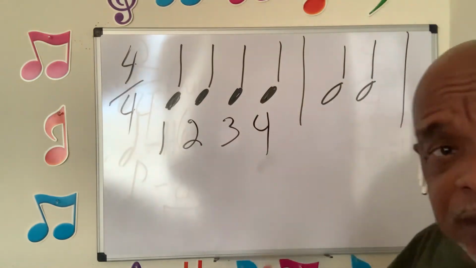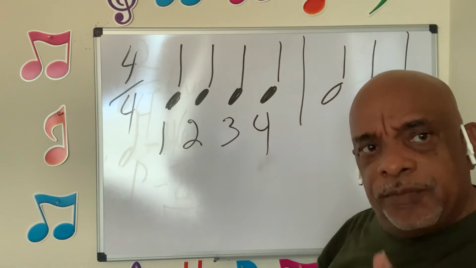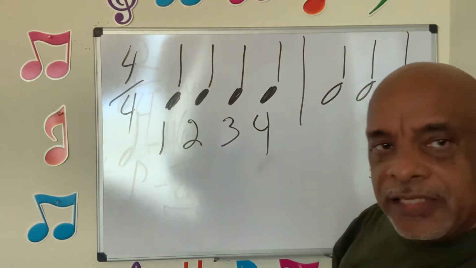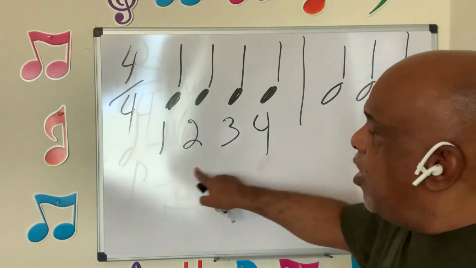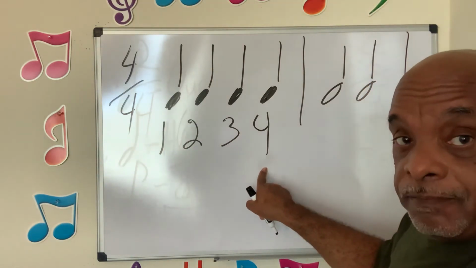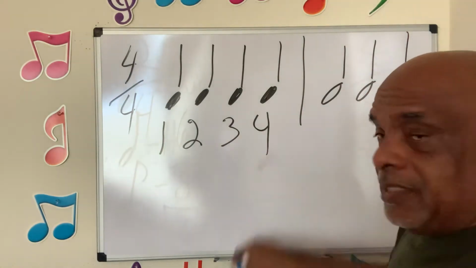I have 4 beats in that measure. Why? Because each quarter note gets 1 beat. Okay, so if each quarter note gets 1 beat, then that gives me 4 beats in this measure. Okay, everybody got it? That gives me 4 beats in this measure.